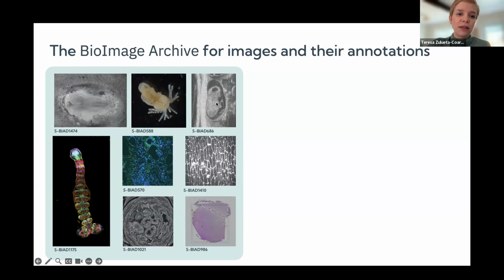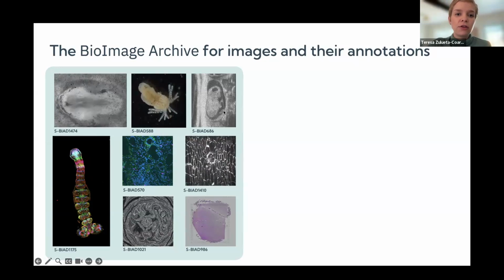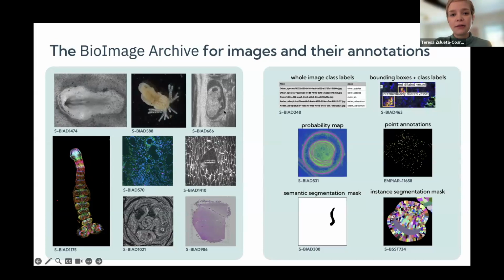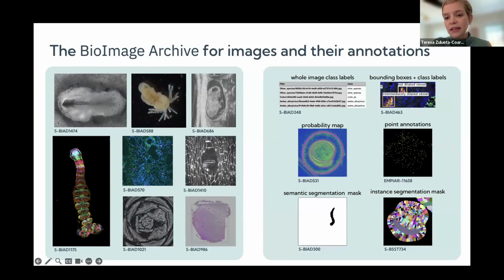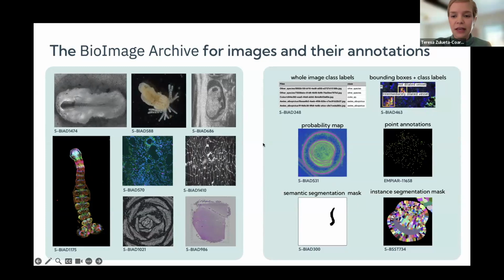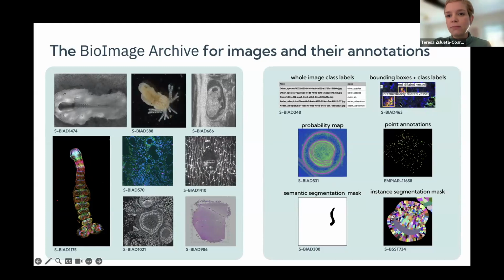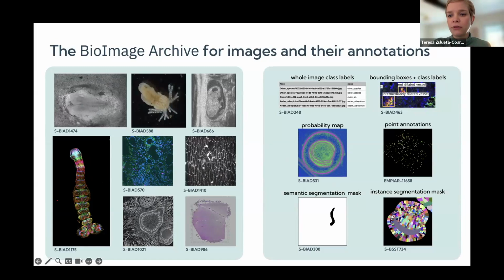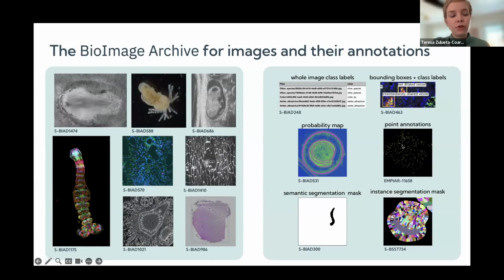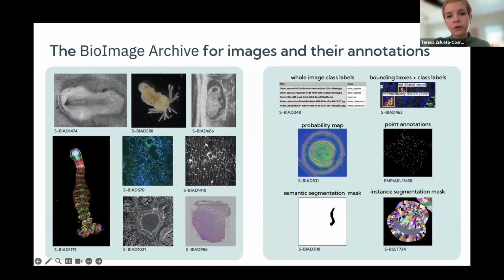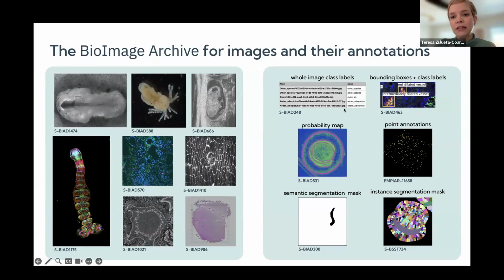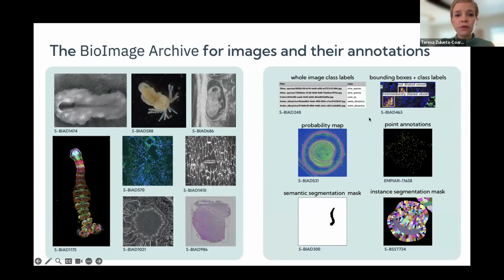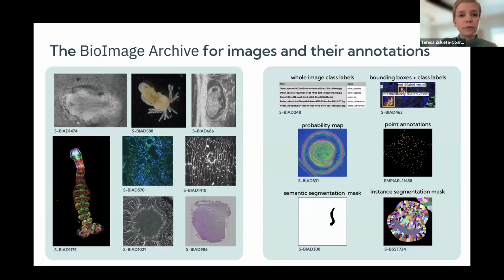And this dataset was submitted together with annotations. So to the Bioimage Archive, you can submit not only images, but also annotations, such as segmentation masks, as it was in this case, but also bounding boxes, class labels, point annotations, anything really. So you can submit just images. You could submit images together with corresponding annotations, like it was in this case. And you could also submit just annotations for a pre-existing data set.